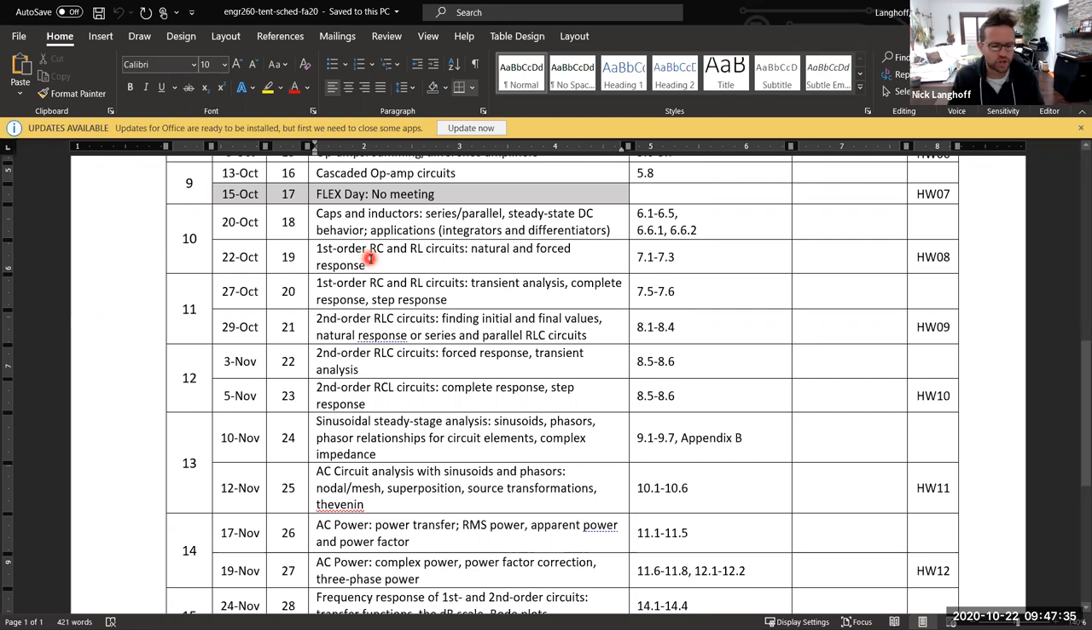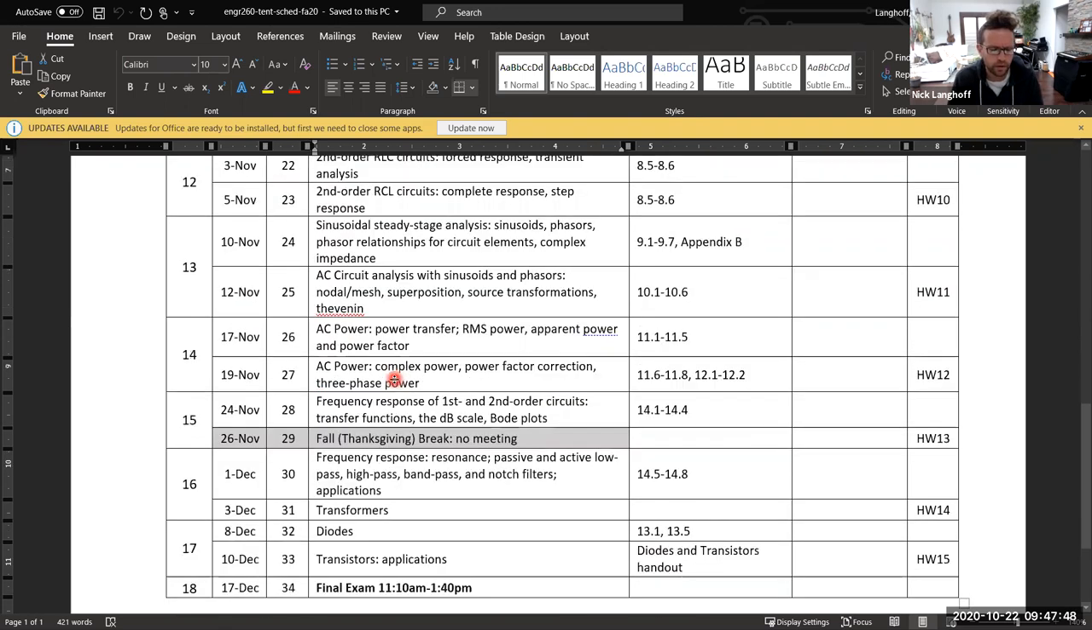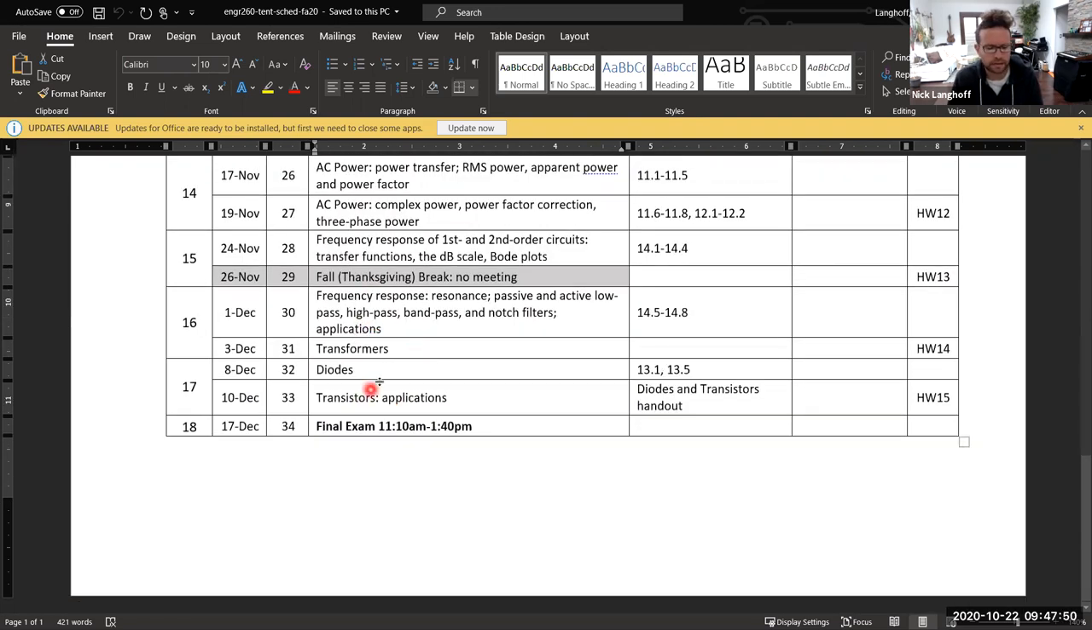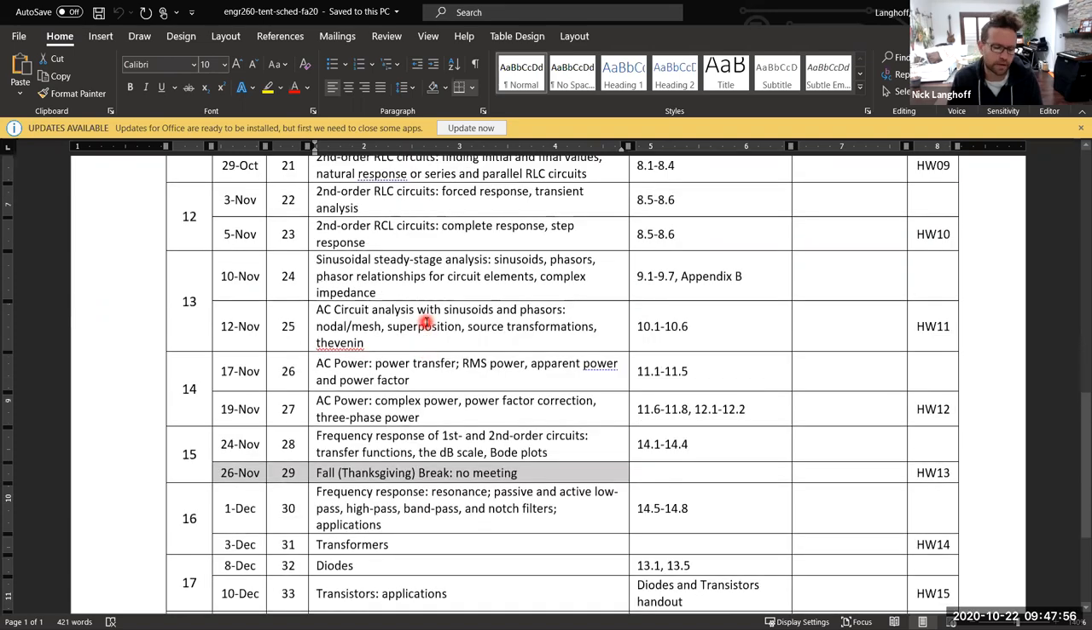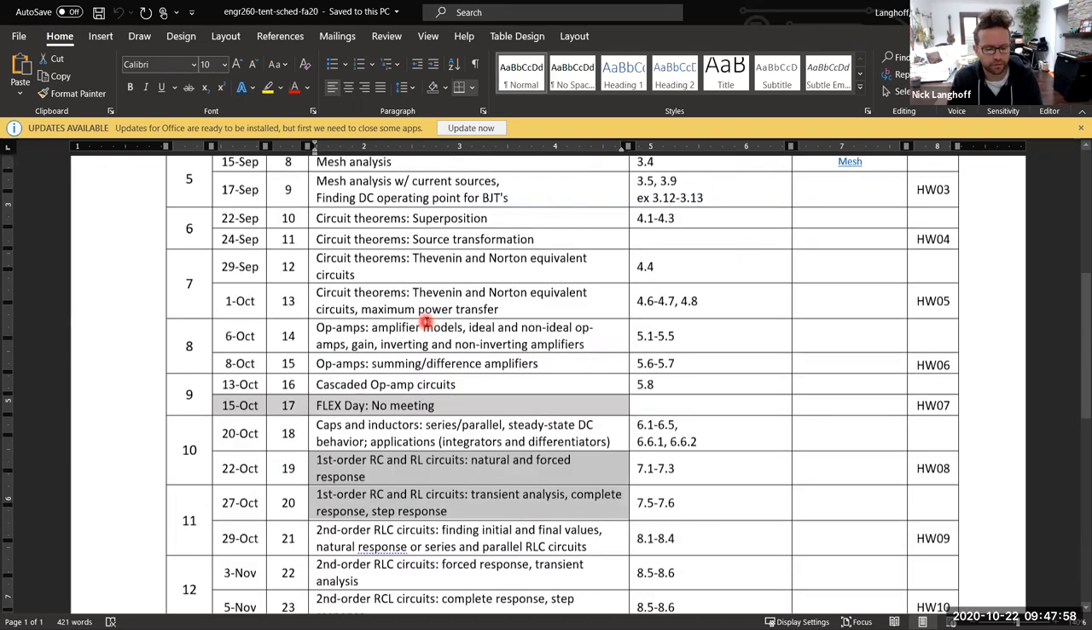So that'll adjust our schedule a little bit. We have a week of first order circuits, and that'll get bumped down here. So I'm going to need to adjust our tentative schedule a little bit. Probably some of the topics down at the end will be consolidated and just covered a little bit more briefly.